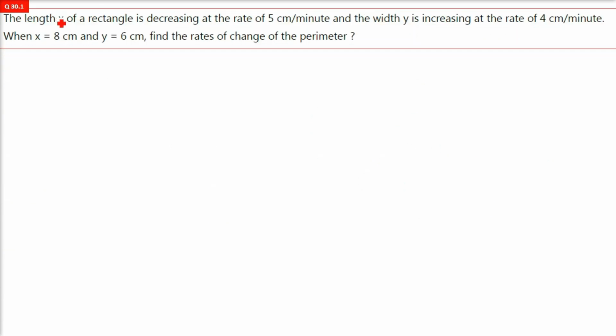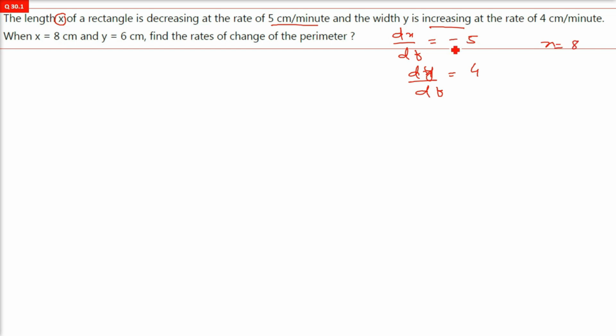The length x of a rectangle is decreasing. X is the length, is decreasing at the rate of 5 centimeter per minute. So length is dx by dt. So this is decreasing, so it has to be negative 5 centimeter per minute. And the width y is increasing at the rate of 4 centimeter per minute. So dx by dt was negative 5. dy by dt, because it is increasing, we have to put it in the positive. It is equal to 4.